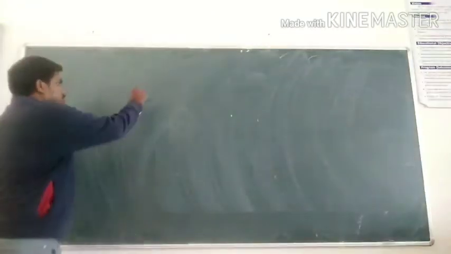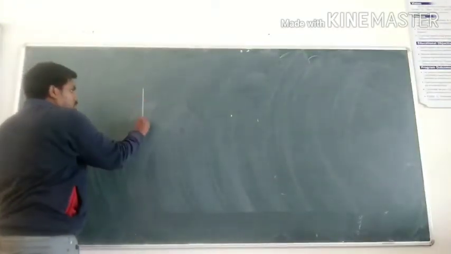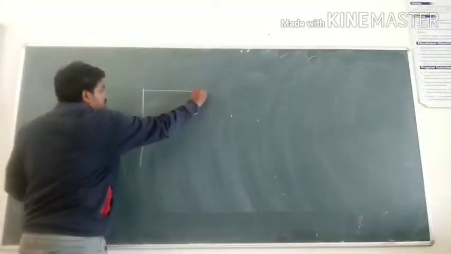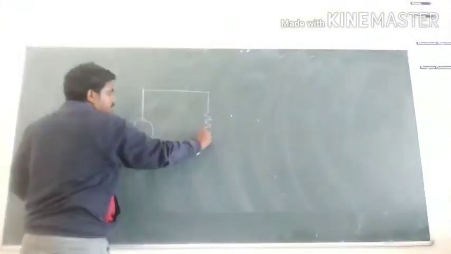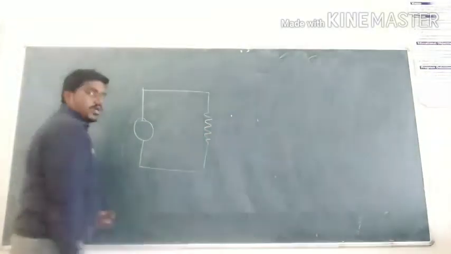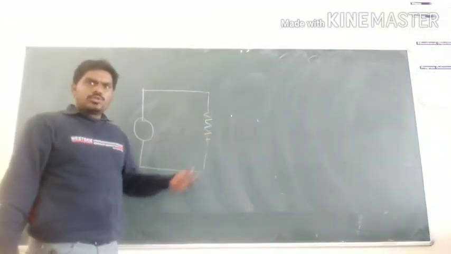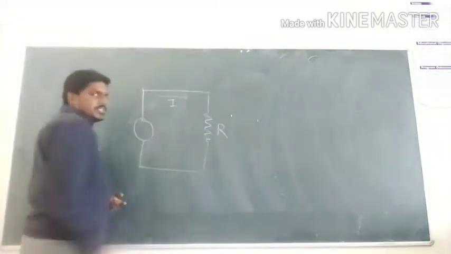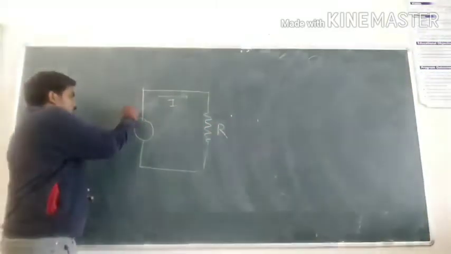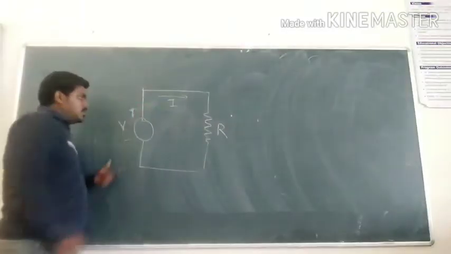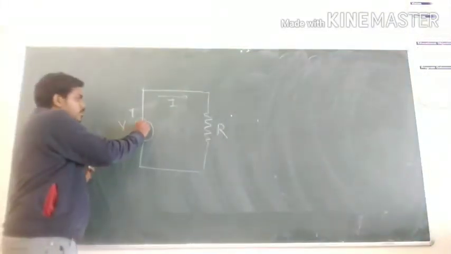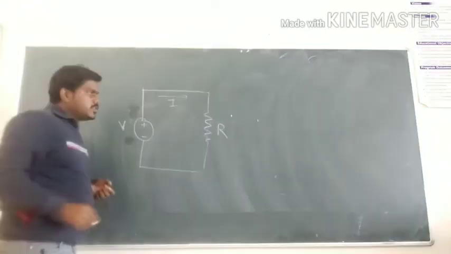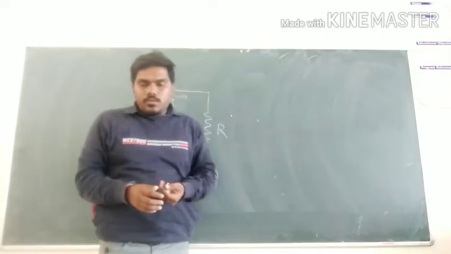So let's suppose this is one circuit. This is the voltage source. Then we have one resistor here, and I can use this resistor as a load also. This is my current, this is my R value, meaning the resistance value, and this is the polarity of the voltage. This is my voltage source. So what is nominal voltage?